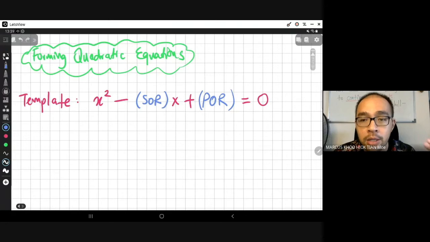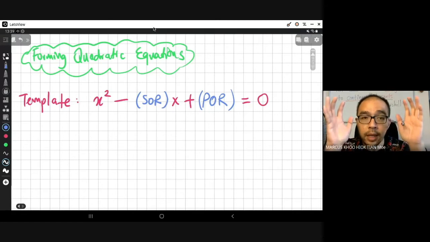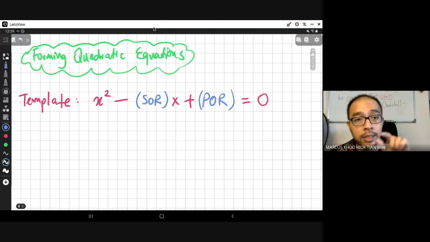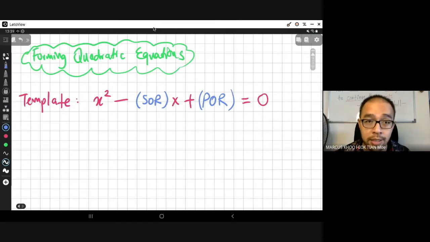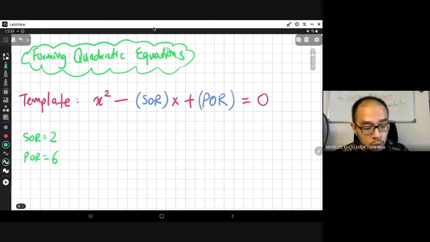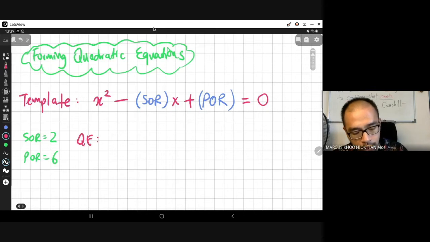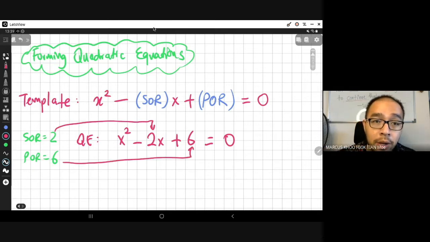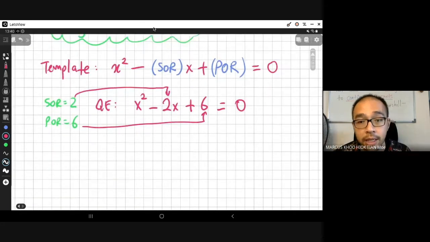So kalau soalan yang senang, if it is an easy question, all you need to know is the sum of roots and the product of roots, kita cari nombor itu dan kita masukkan saja. For example, if the sum of roots is 2 and the product of roots is 6, my quadratic equation will be x squared minus 2x plus 6 equals 0. Kita masukkan 2 di sum of roots, product of roots sama dengan 6. This is the simple starting point. Kita mula dengan fahaman ini dahulu.